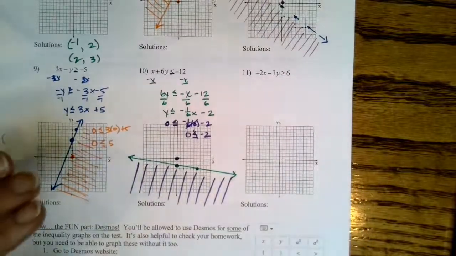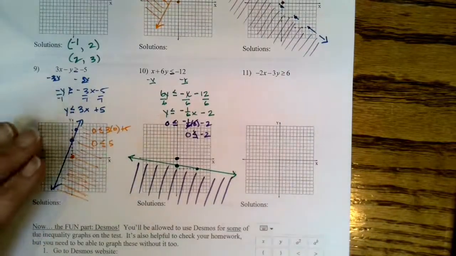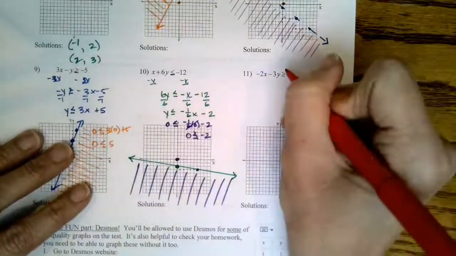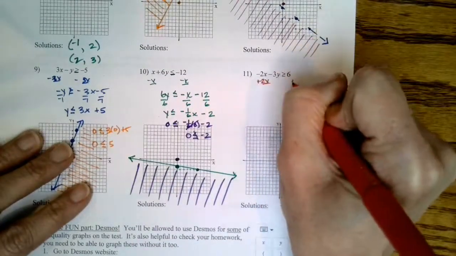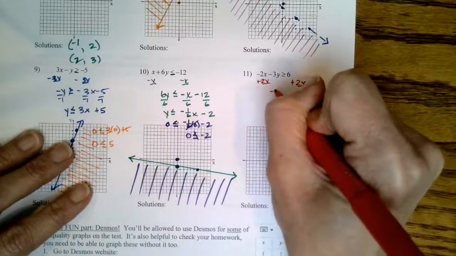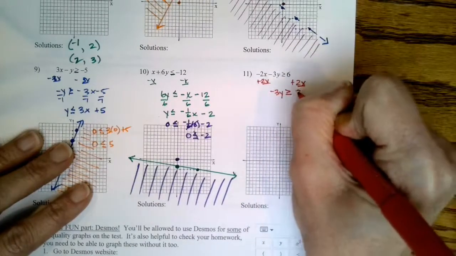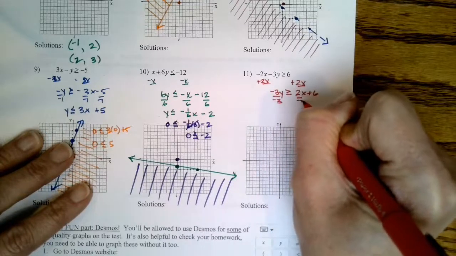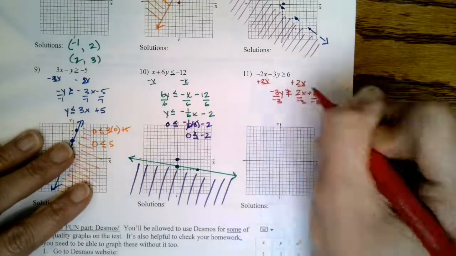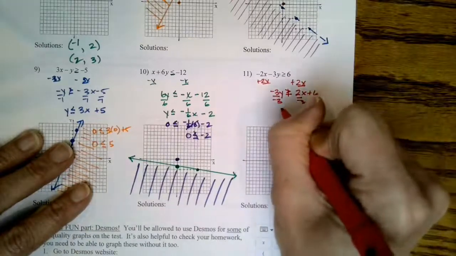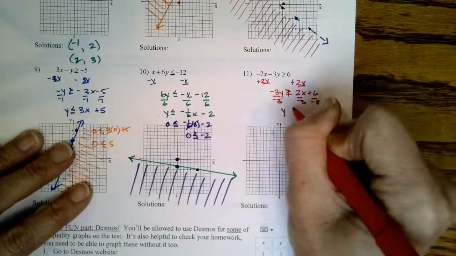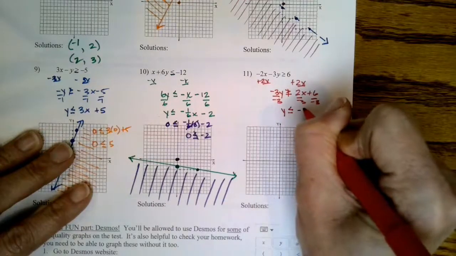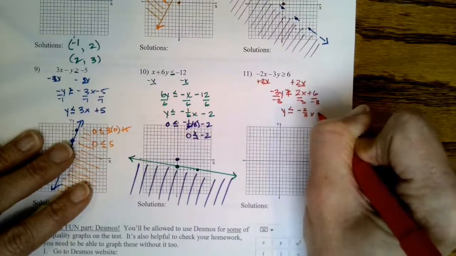Negative 2x minus 3y is greater than or equal to positive 6. I'm going to go ahead and add 2x to each side. Negative 3y is greater than or equal to 2x plus 6. Divide by negative 3, divide by negative 3, divide by negative 3, switch my sign. My y value is going to be smaller than or equal to negative 2/3 x minus 2.